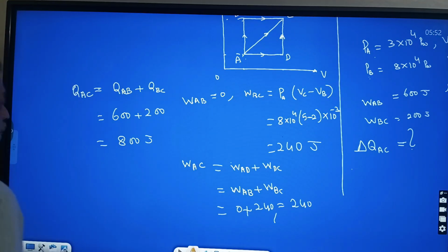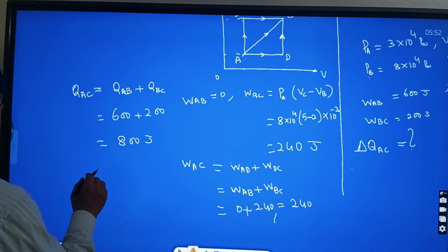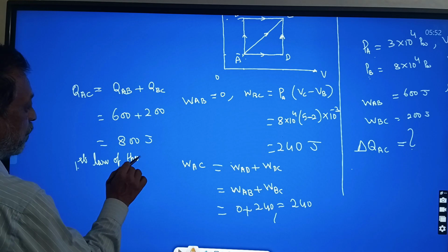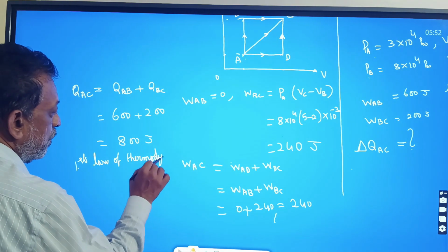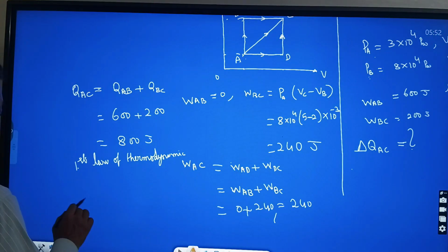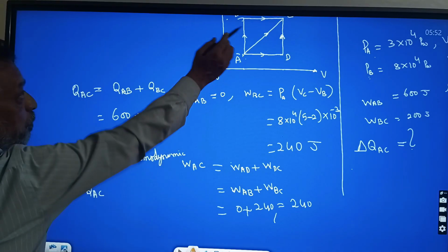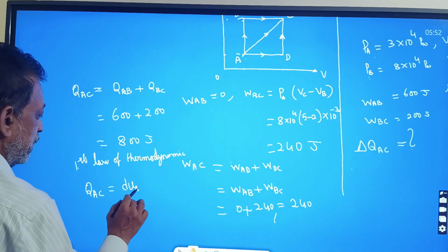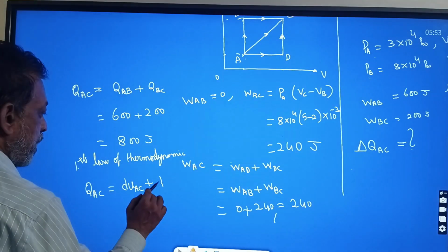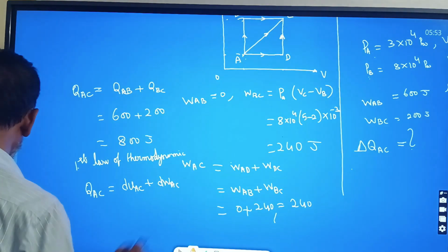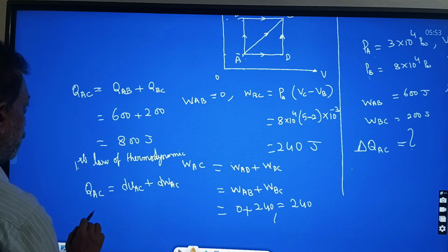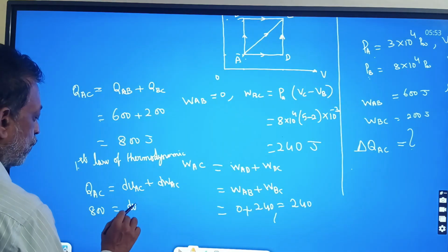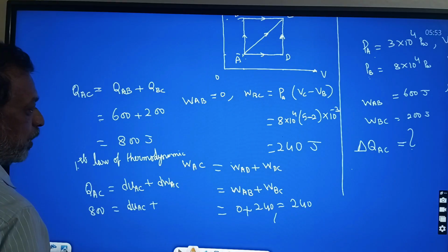So now according to the first law of thermodynamics, QAC is equal to the change in internal energy ΔUAC plus work done WAC. Here we have 800 is equal to ΔUAC plus work done WAC, which is 240.